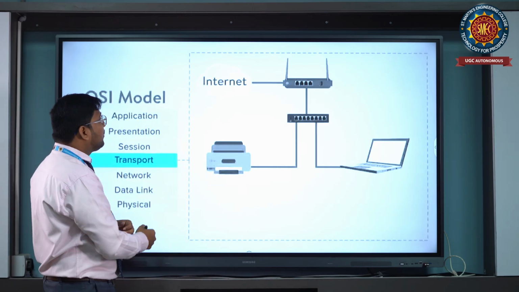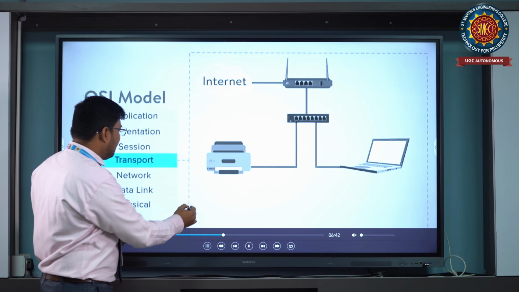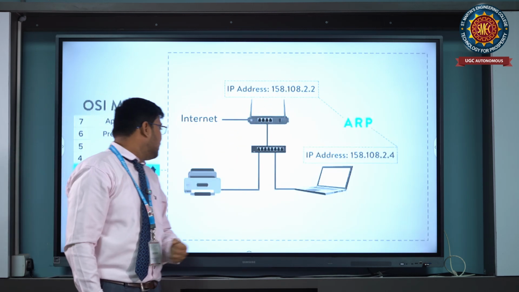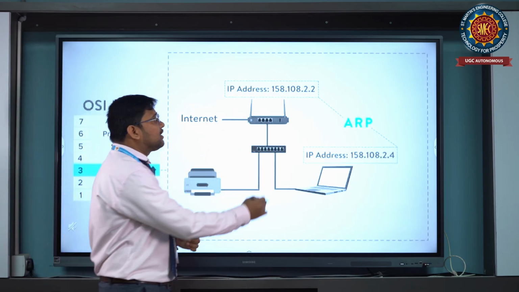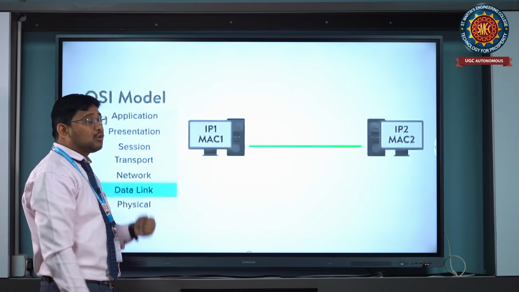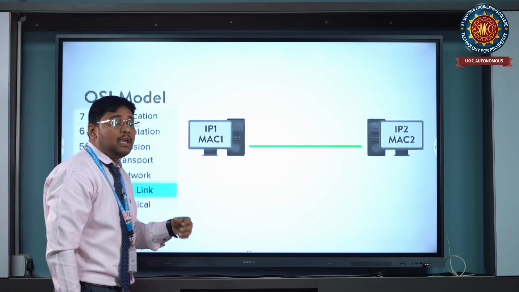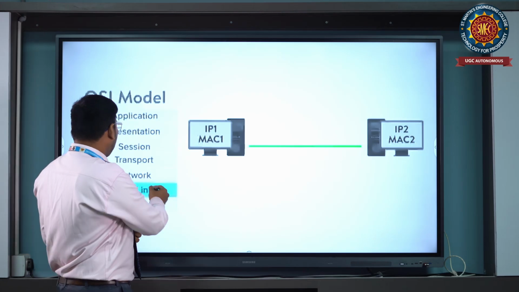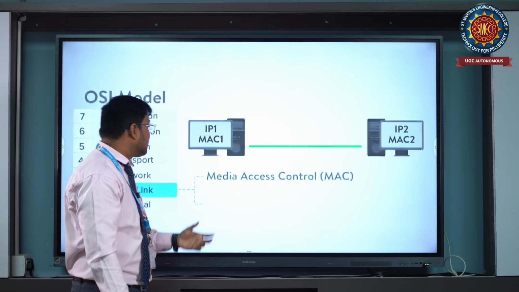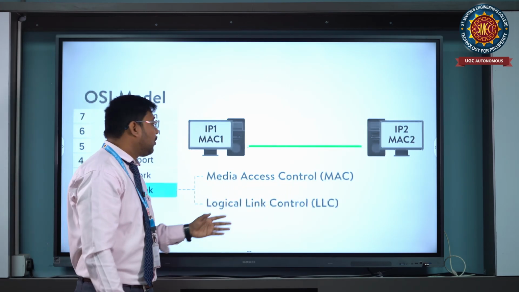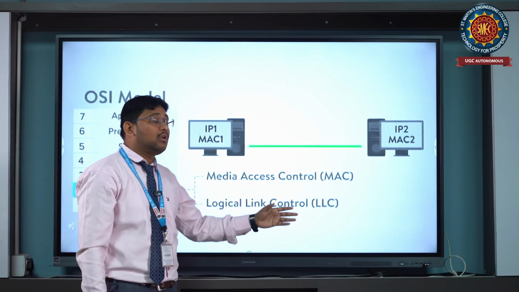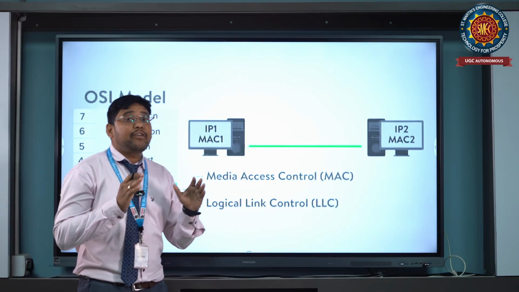Next comes the network layer. The network layer identifies the IP addresses, where the logical address is identified with the Address Resolution Protocol. The Address Resolution Protocol will identify and send the IP data packets. Coming to the data link layer, there are two kinds of sub layers: medium access control and logical link control. Both of these find an error-free connection.